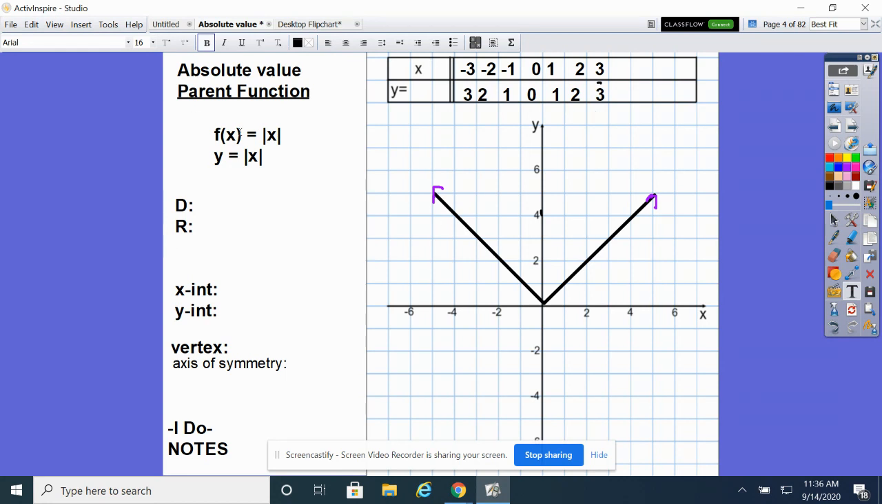That's what I like to do. Use small numbers, couple positive, couple negative. So now let's get the domain and range. We're looking at this. We drew it.